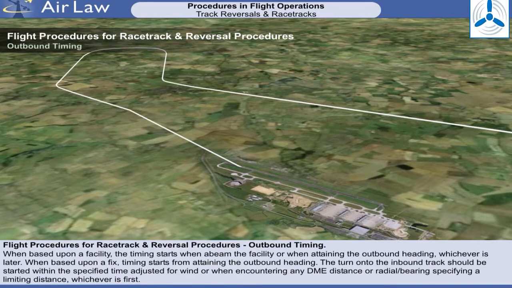Outbound timing racetrack procedure. When based upon a facility, the timing starts when abeam the facility, or when attaining the outbound heading, whichever is later. When based upon a fix, timing starts from attaining the outbound heading. The turn onto the inbound track should be started within the specified time adjusted for wind, or when encountering any DME distance or radial bearing specifying a limiting distance, whichever is first.